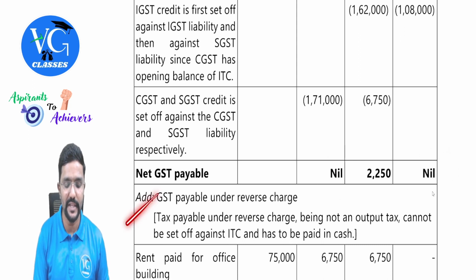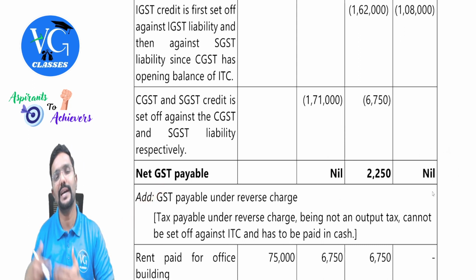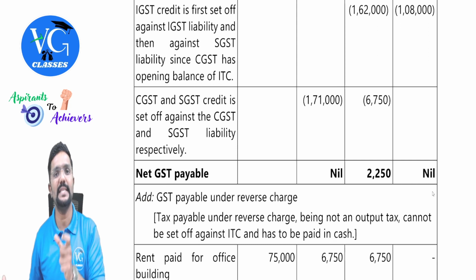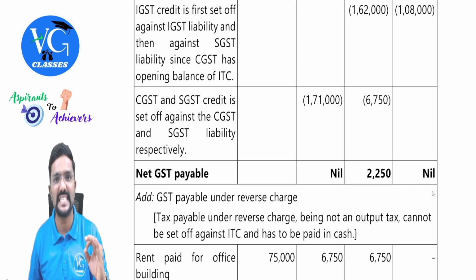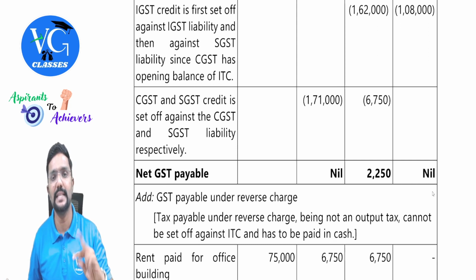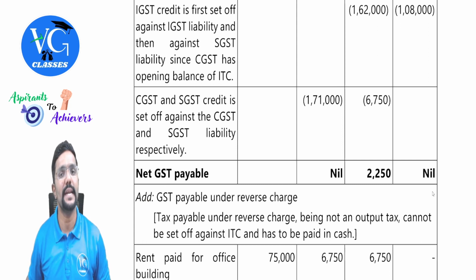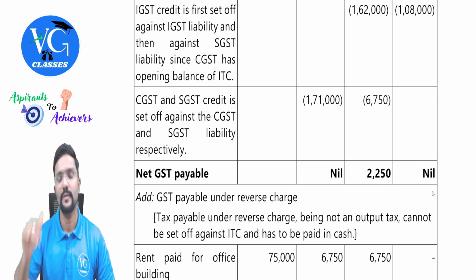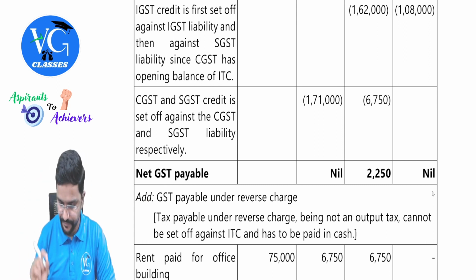Actually, they have not mentioned anything in the question answer about it. You guys can give a note telling balance CGST credit cannot be adjusted against SGST liability, and hence it can be carried forward for next month. Got it? Yes, sir. Okay.